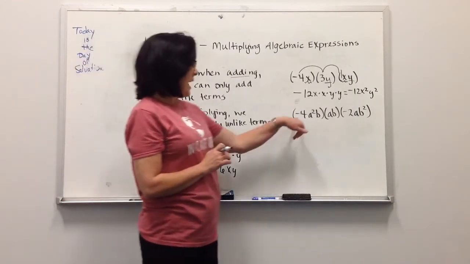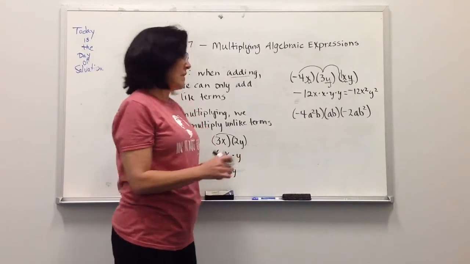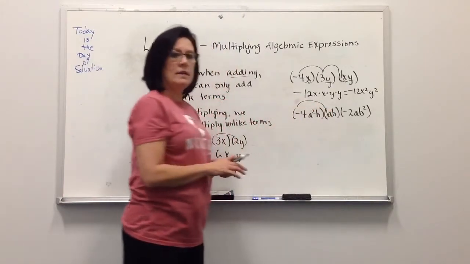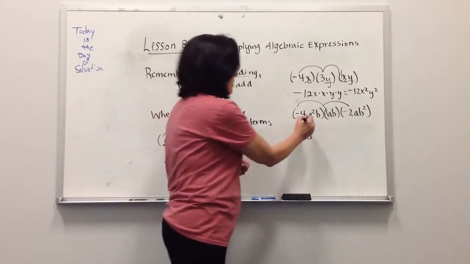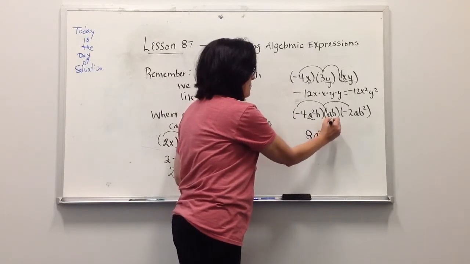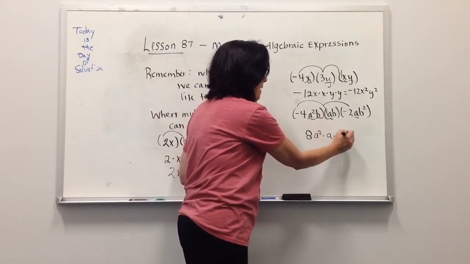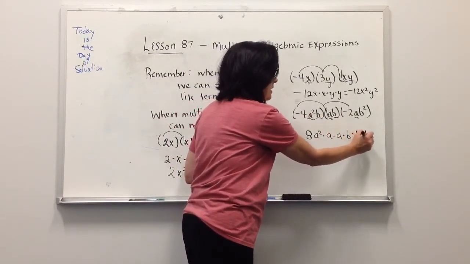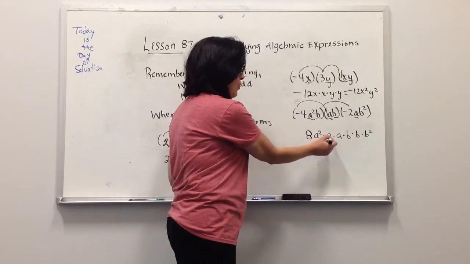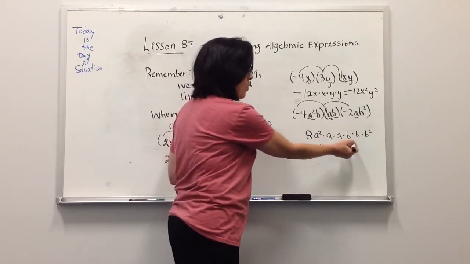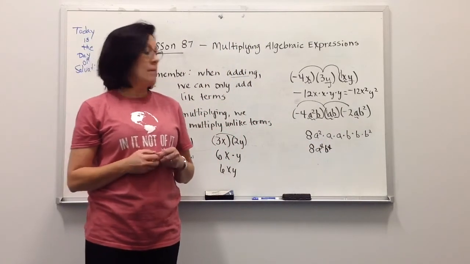All right, let's look at this one. I've got a negative, a positive, and a negative. So my negative signs are even, so that means I'm going to have a positive answer. 4 times this assumed 1 is 4. 4 times 2 is 8. I've got an a squared times an a times another a. And then I'm going to multiply my b times a b times a b squared. So when I simplify that, I end up with 8, a to the 4th, b to the 4th. And now you've multiplied algebraic expressions.